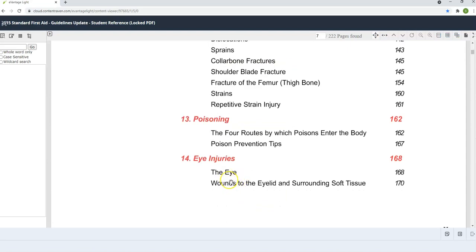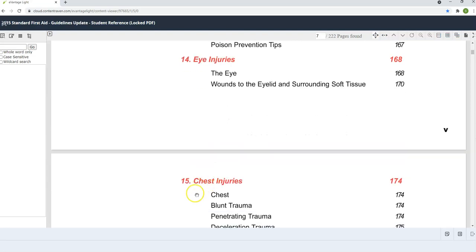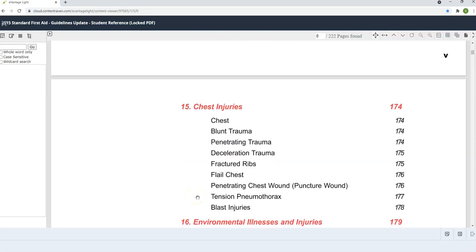Then poisoning is also another topic we're going to look at. Eye injuries, we're also going to look at that and how we can provide care to anybody who has such need. Chest injuries will also be looked at, and so we're going to look at chest blunt trauma, penetrating trauma, deceleration trauma, fractured ribs, flail chest. There are many things to talk about here.